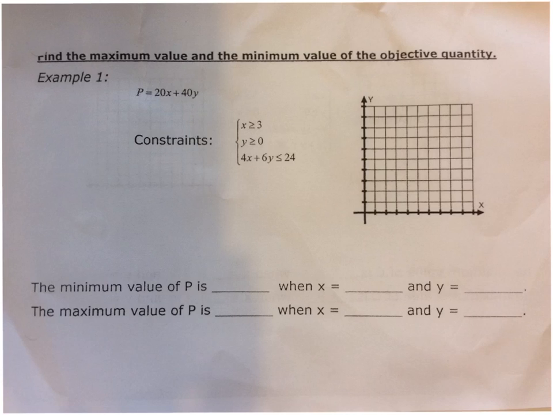We're trying to find the maximum value and the minimum value of the objective quantity. Now right here I'm given an objective quantity, P equals 20 times X plus 40 times Y. P typically stands for profit, but obviously in here P doesn't stand for anything because I don't have words. So I am going to graph my inequalities. So I'm going to graph X is greater than or equal to 3.